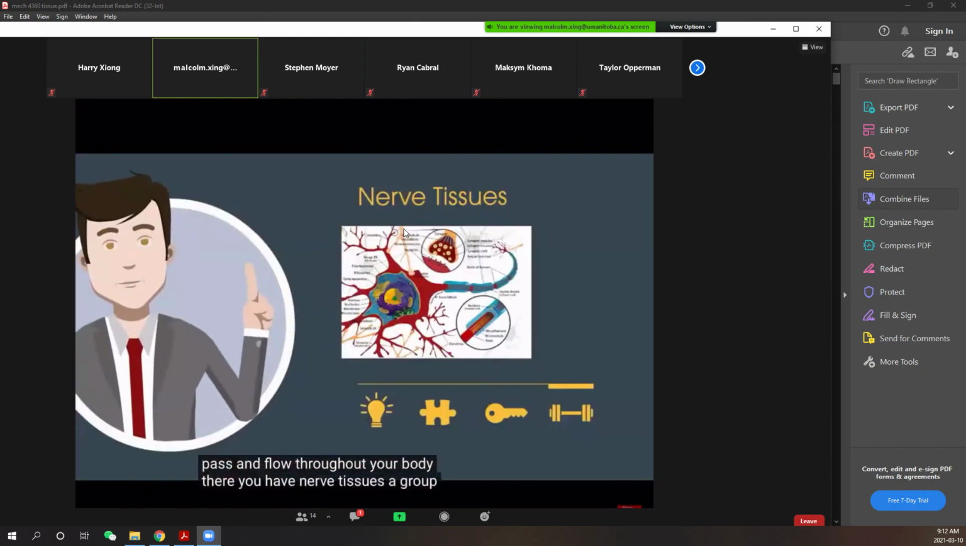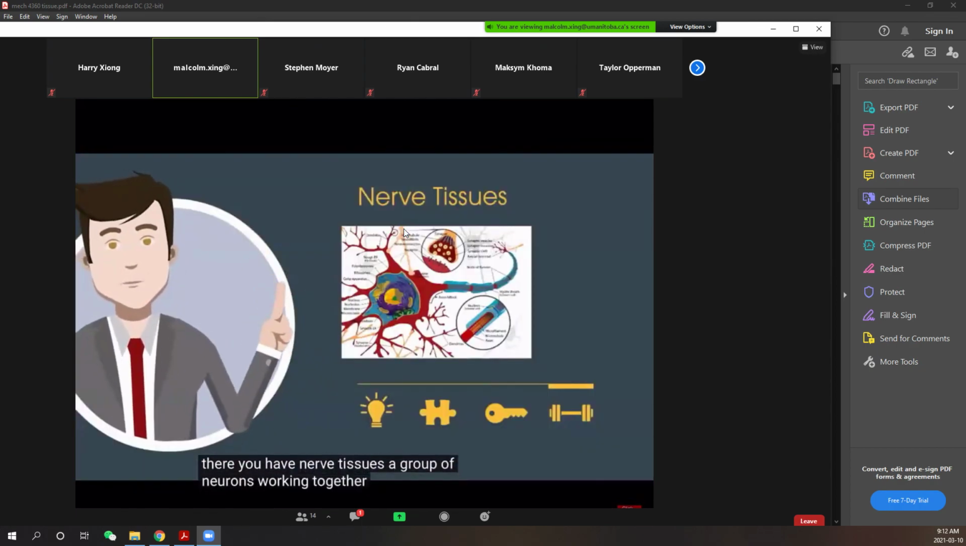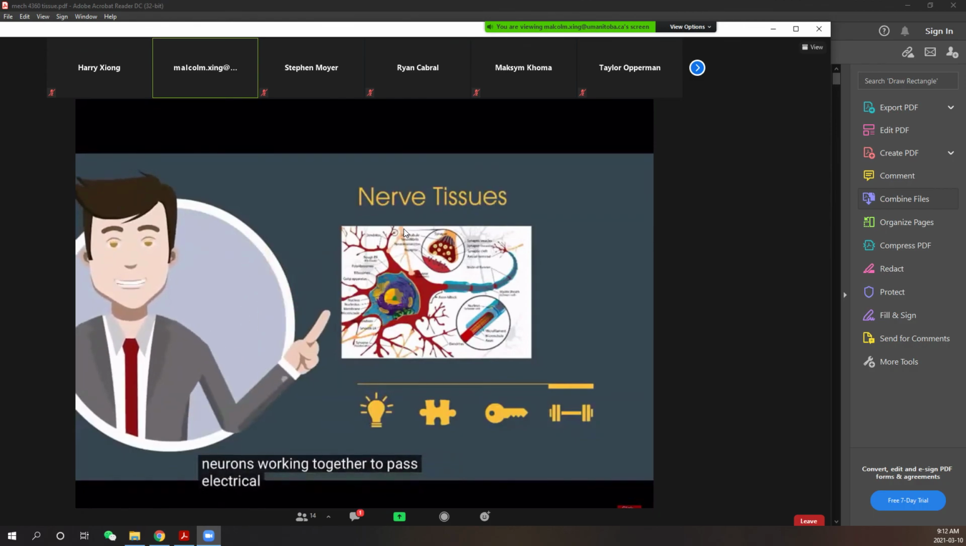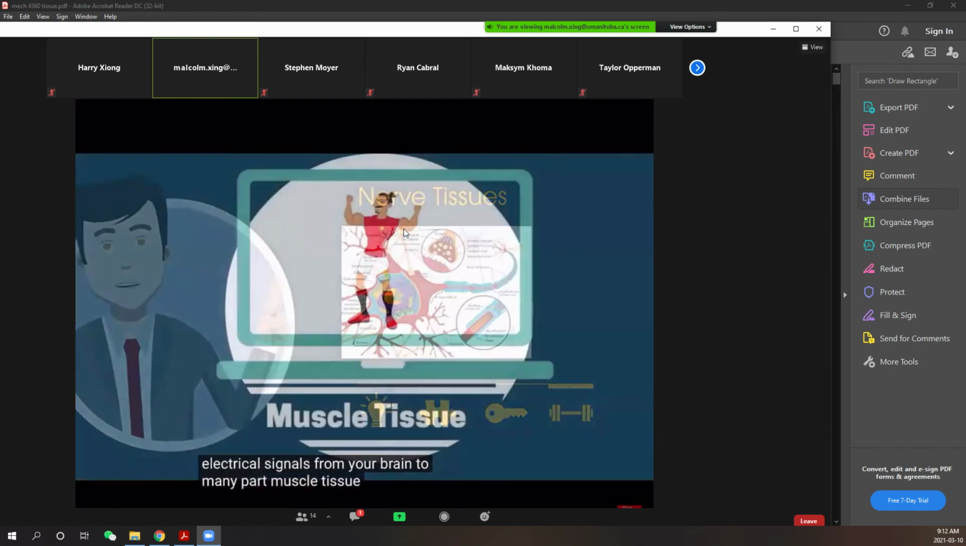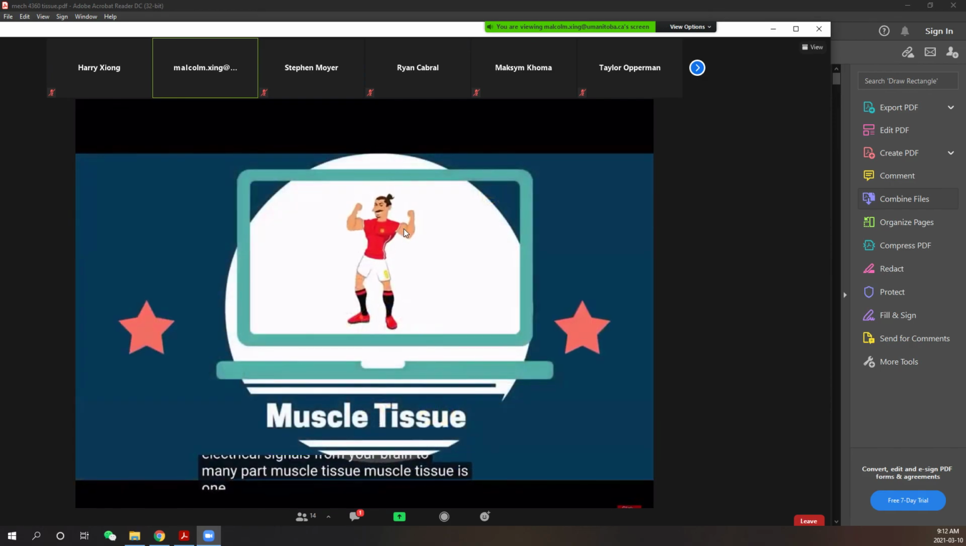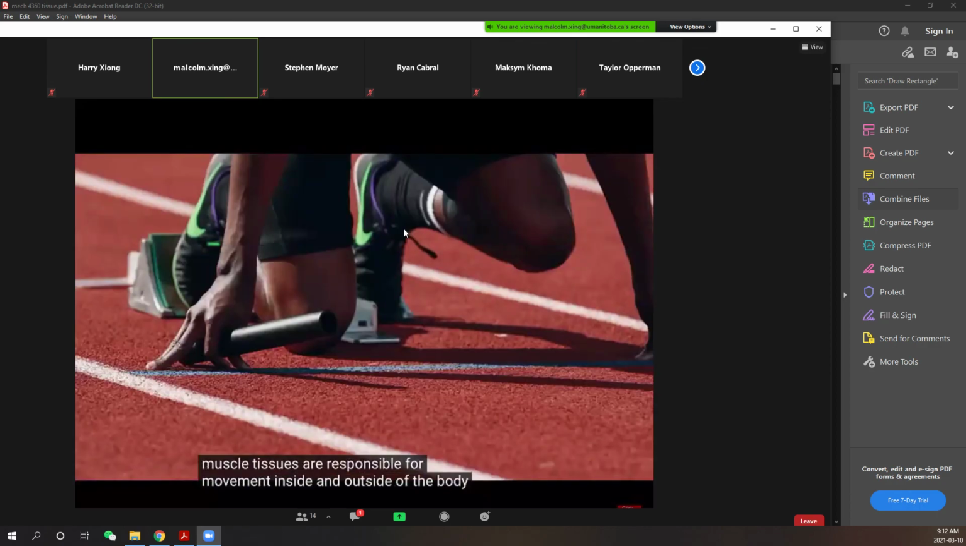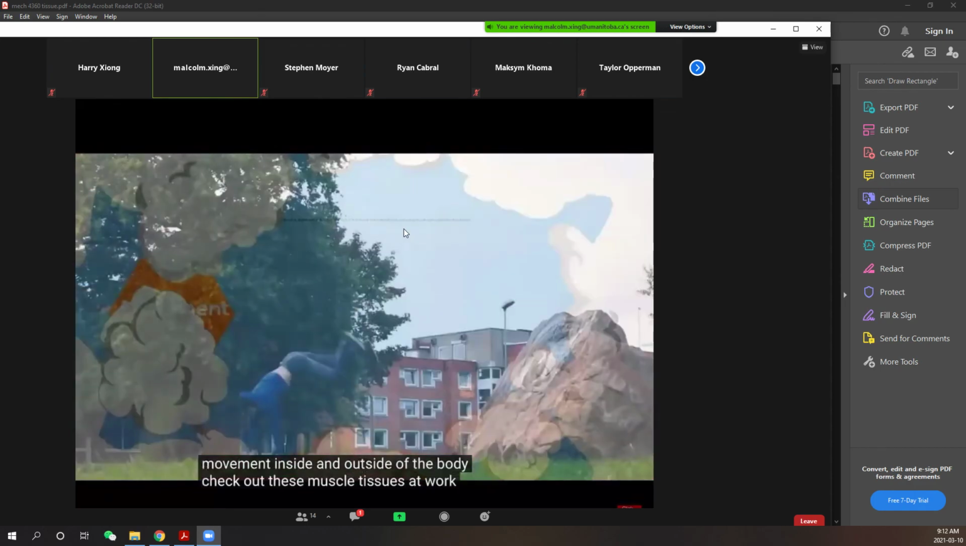There you have nerve tissues, a group of neurons working together to pass electrical signals from your brain to many parts of the body. Muscle tissue is one type of tissue found in the human body. Muscle tissues are responsible for movement inside and outside of the body. Check out these muscle tissues at work.